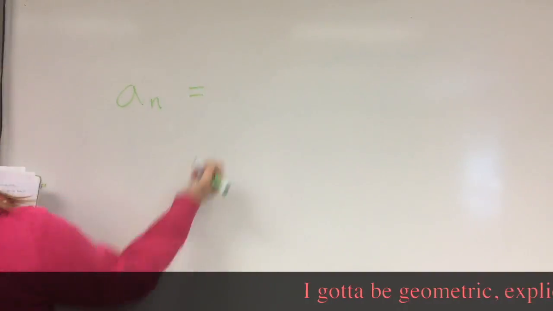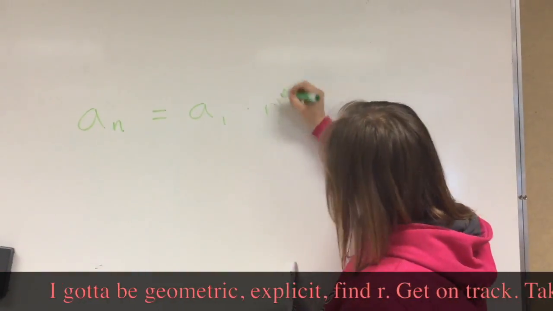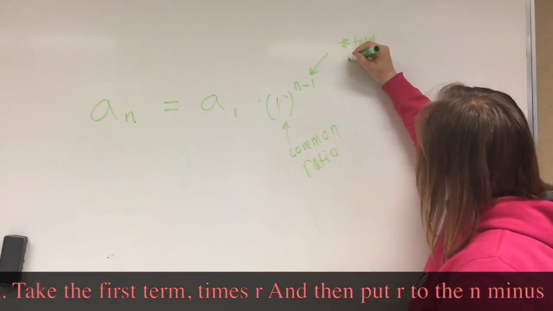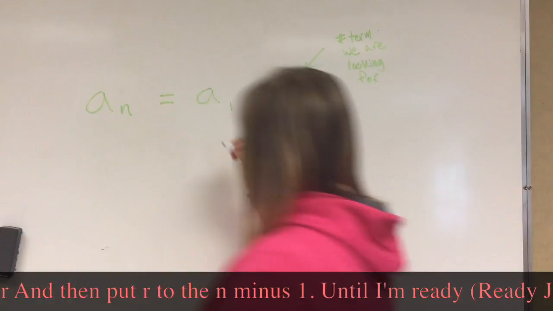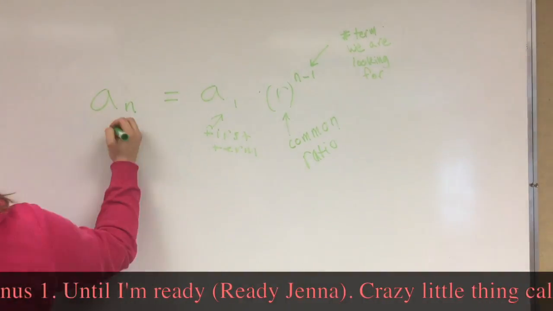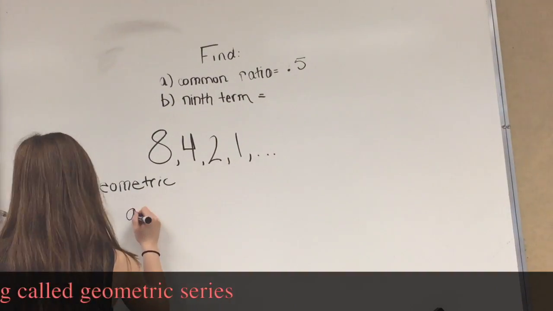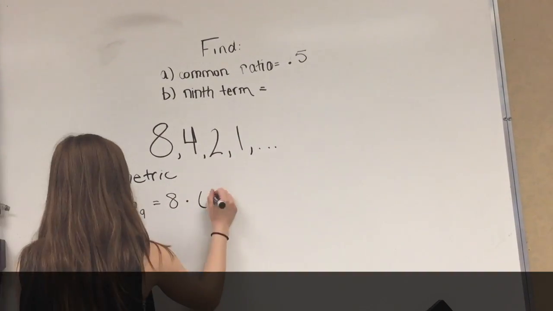I gotta be geometric, explicit. Find r, get on track, take the first term, times r, and then put r to the n minus 1 till I'm ready. Ready, Jenna. Crazy little thing called geometric series.